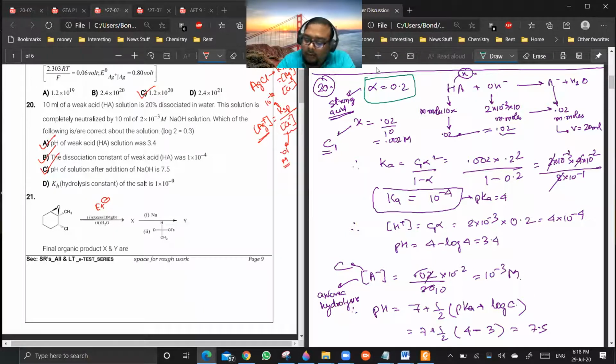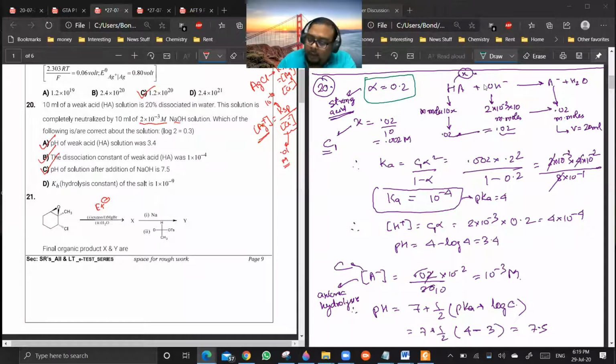Now we don't know the concentration of the acid, but I have been given that this acid is neutralized by NaOH solution which is of 2 into 10 to the power minus 3 molar and 10 milliliter. So milliequivalents of OH minus should be equal to milliequivalents of HA, and both have n factor equal to 1. So millimoles will be equal also. 1 millimole of OH minus will neutralize 1 millimole of HA. Are you getting my point here?